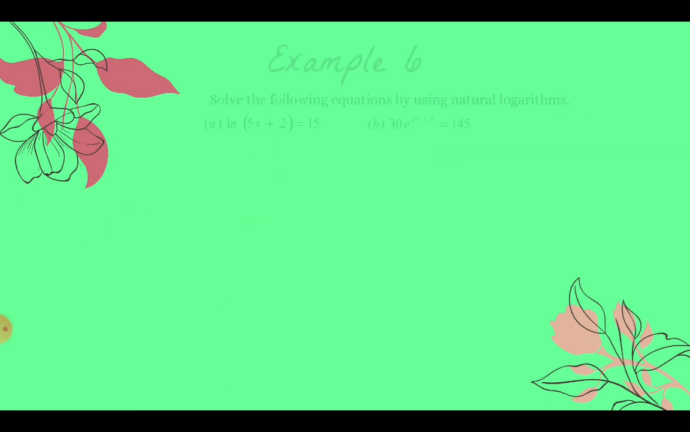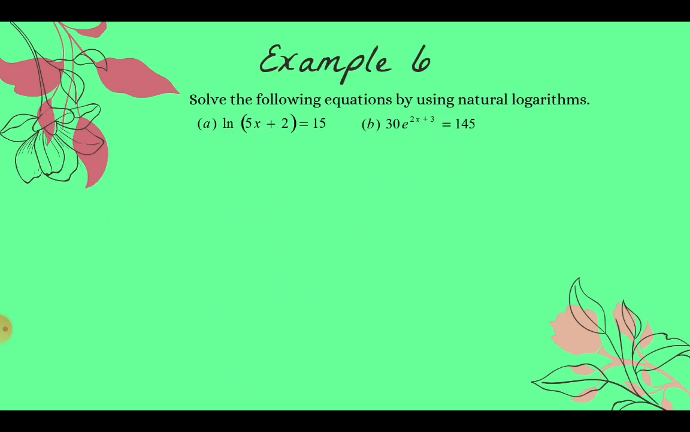Okay, let's look at B. The question gives us in index form 30 e to the power of 2x plus 3 equals to 145. So before, in log form, we change into index form. Of course, here, index form, we need to change into log form. First of all, e to the power of 2x plus 3 equals to 4.8333, because 145 divided by 30 is 4.8333.